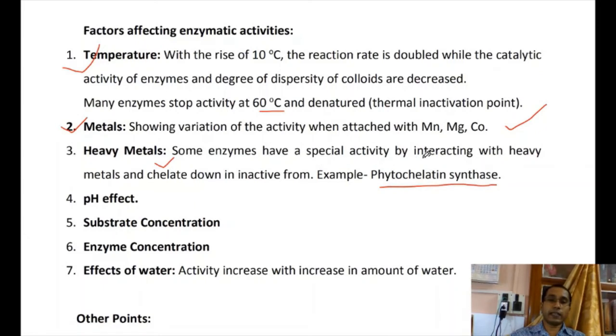Heavy metals: phytochelatin synthase is an enzyme which, if interacting with a particular metal, will chelate it down. pH factor: if it has a specific pH, it will work. That's why it is also known as isoelectric point. Each enzyme has a specific pH level to work functionally well. Substrate concentration is also important. If the substrate concentration is more, more enzyme is required, otherwise enzymes will be deactivated very fast. If the enzyme concentration is more, the chances of enzyme activity will be more.